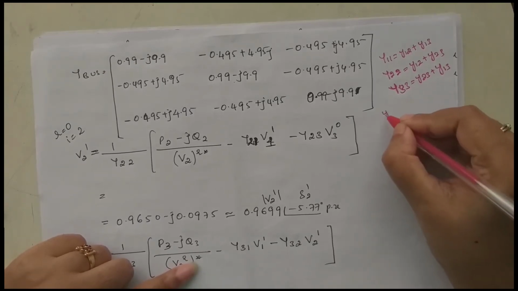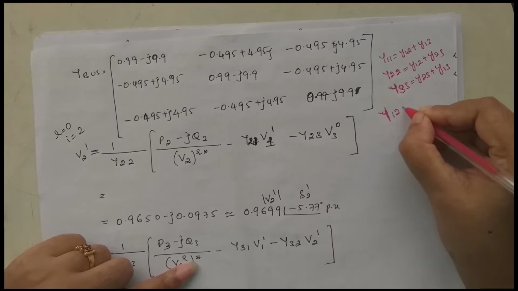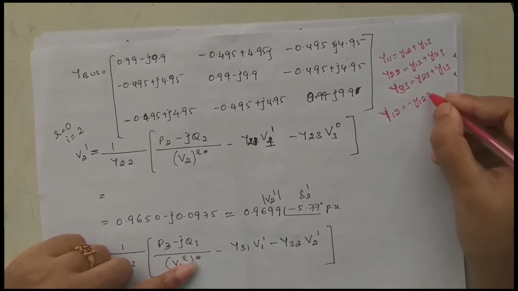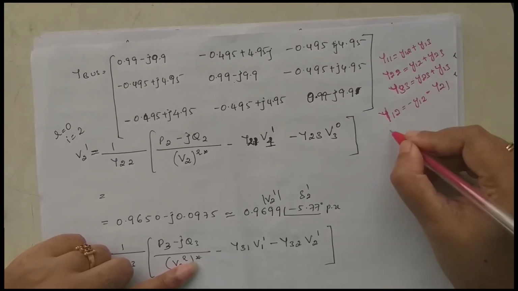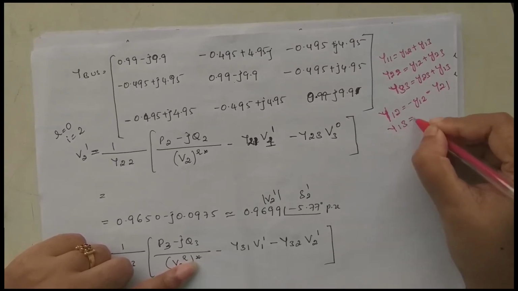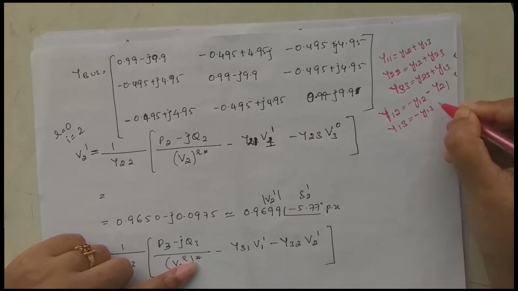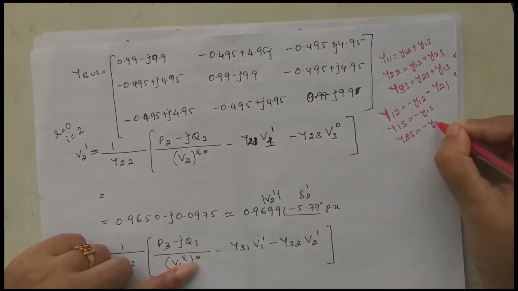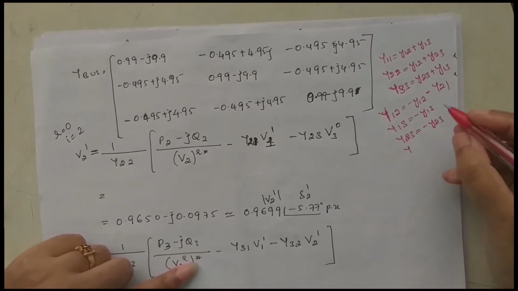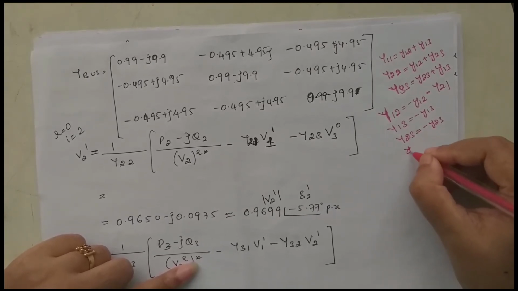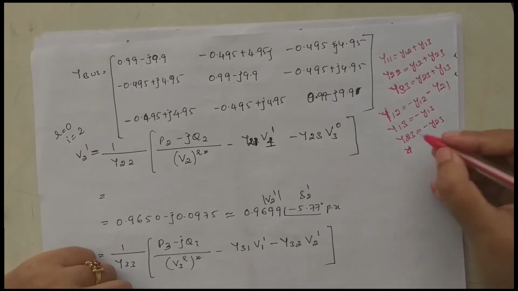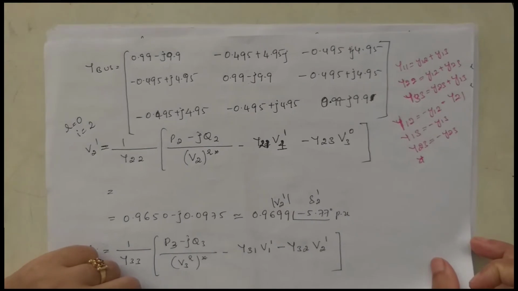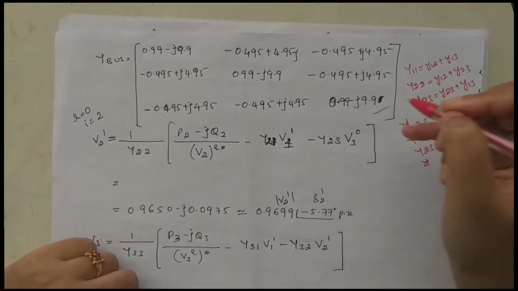What is Y12? It is minus y12, which is equal to Y21. What is Y13? It is minus y13. Y23 is minus y23, and Y23 is equal to Y32. Substituting all the data, we get this matrix.